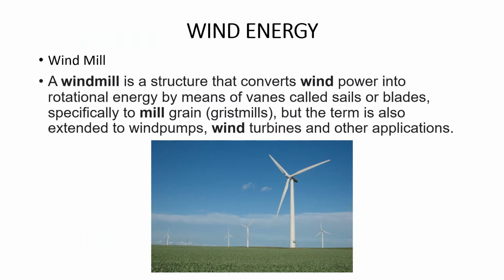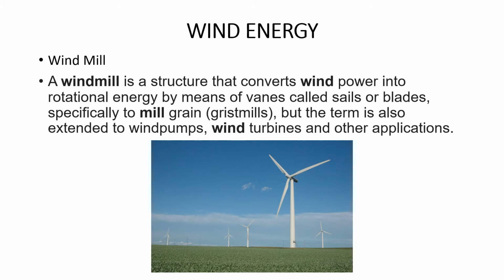One of the renewable energy resources is wind energy. There are several ways in which we can use wind energy. One is we can use wind energy directly, or we can use windmills. A windmill is a structure that converts wind power into rotational energy by means of vanes called sails or blades, specifically to mill grains.